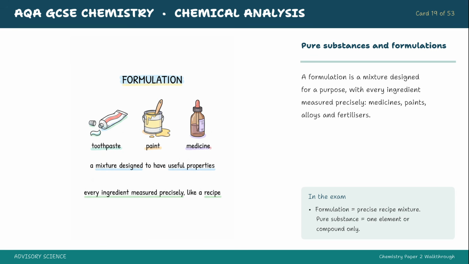In the exam, a pure substance melts and boils at one fixed temperature. A mixture melts and boils over a range. This is the simplest way to tell them apart from a data table. So a formulation is a recipe. Every ingredient is measured out on purpose to get the exact result that you want.